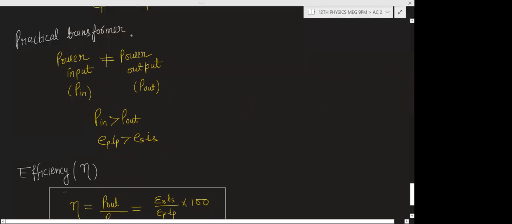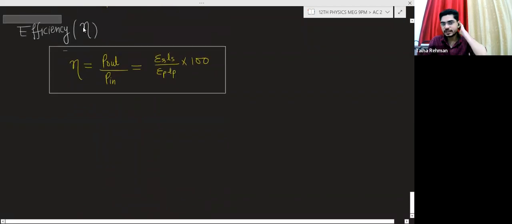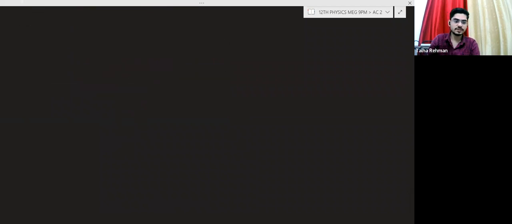Good. So losses in the transformer. Why are we studying the efficiency? Because there are losses in the transformer. So, energy losses in the transformer.